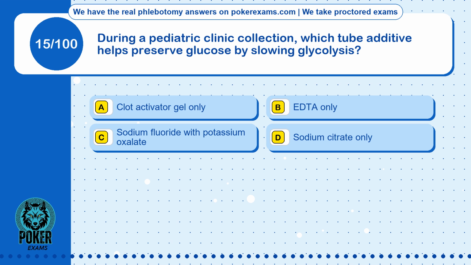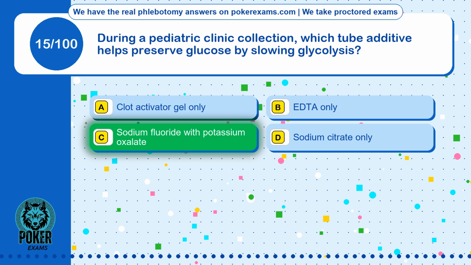Question 15. During a pediatric clinic collection, which tube additive helps preserve glucose by slowing glycolysis? Option A, clot activator gel only. Option B, EDTA only. Option C, sodium fluoride with potassium oxalate. Option D, sodium citrate only. The correct answer is option C.